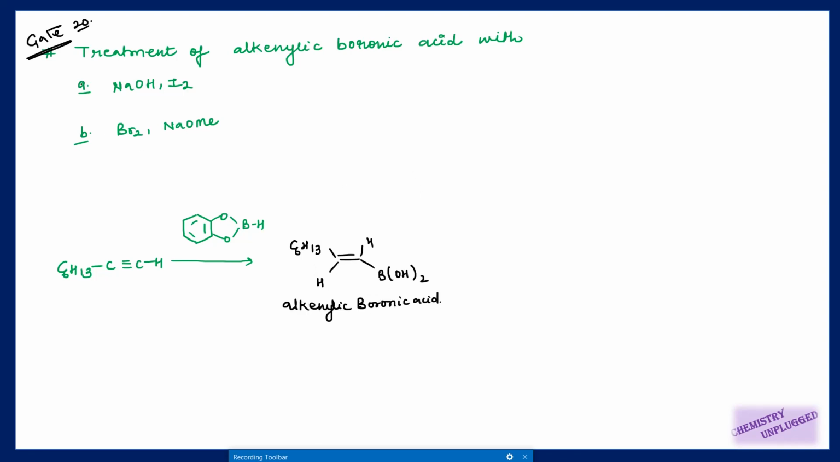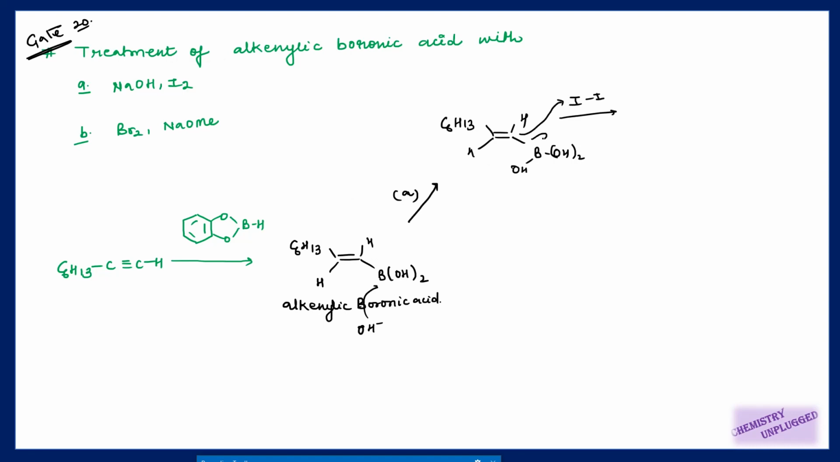Now we will take these two reactions on this molecule. First we will take A. A means we are going to use first NaOH, then I2. So it is different from the previous mechanism, right? In this reaction, first the OH minus will attack on this boron, and then we will get this. In the next step it will attack the iodine and this bond will break. So we will get retention of configuration, and you will get greater than 99% E alkene in this.